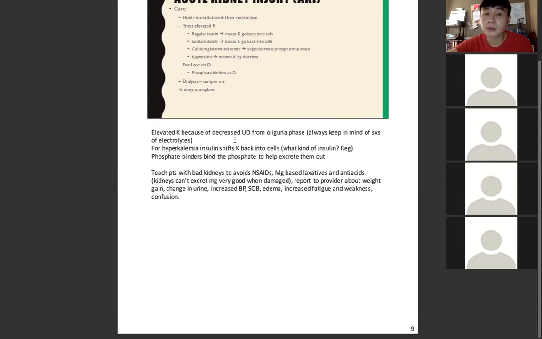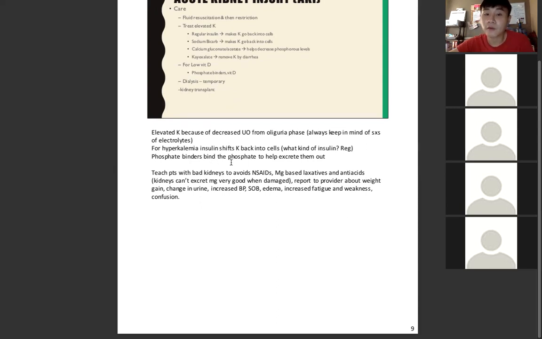Elevated potassium occurs because of the decreased urine output from the oliguric phase. Always keep in mind the signs and symptoms of electrolytes. For hyperkalemia, insulin shifts potassium back into cells. What kind of insulin do we use? We use regular insulin, so please remember that.